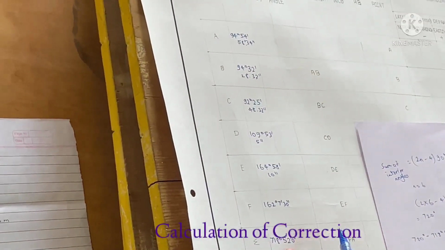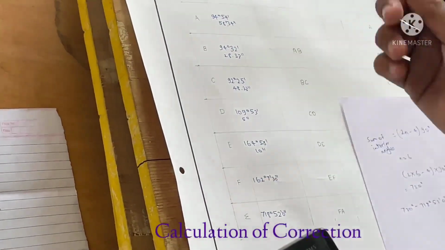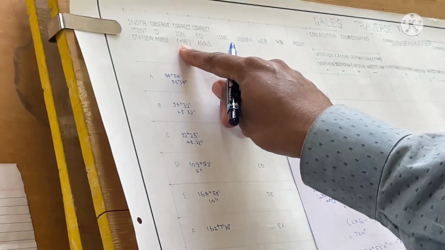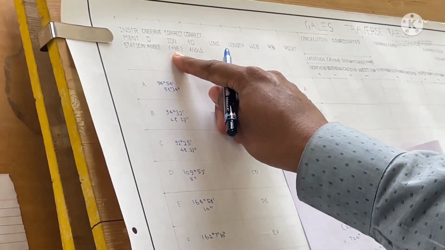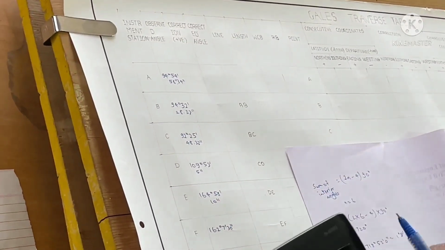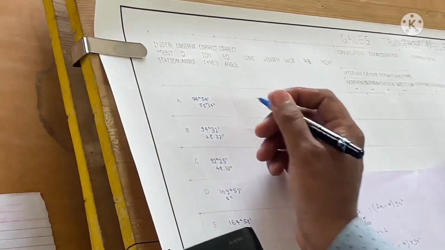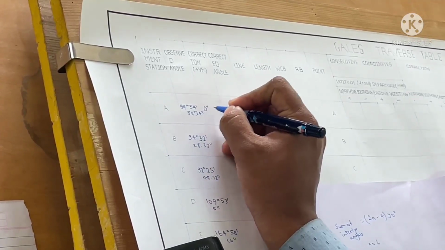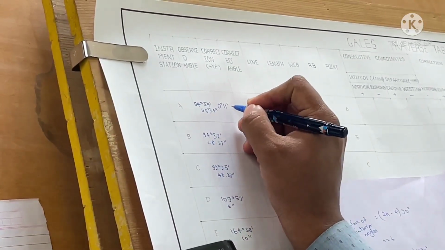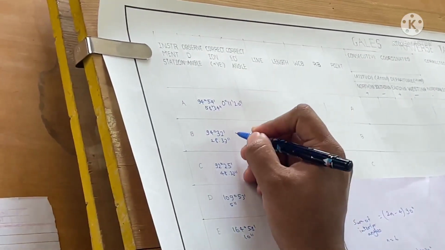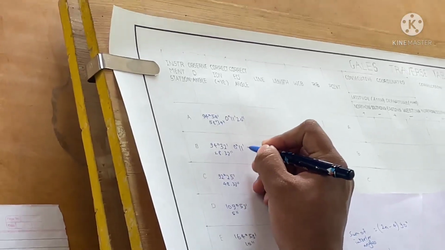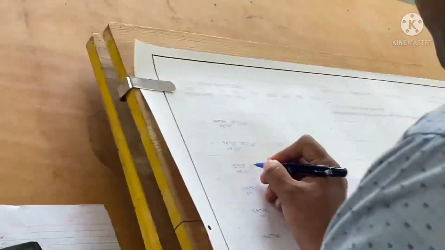As the sum is less than 720 degrees, we are going to add it, so the correction is written here as positive. If it is more than that, we will deduct it. So now, as it is lesser than 720 degrees, we add it: 0 degrees 11 minutes 20 seconds to each of the points.